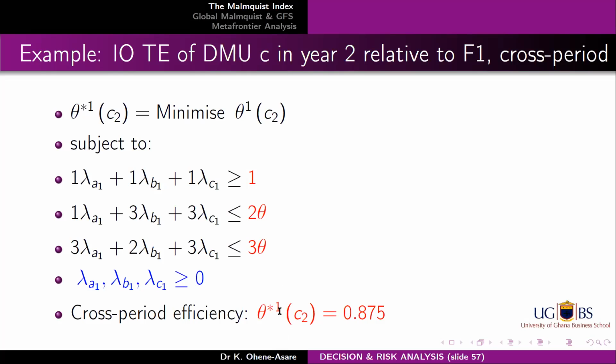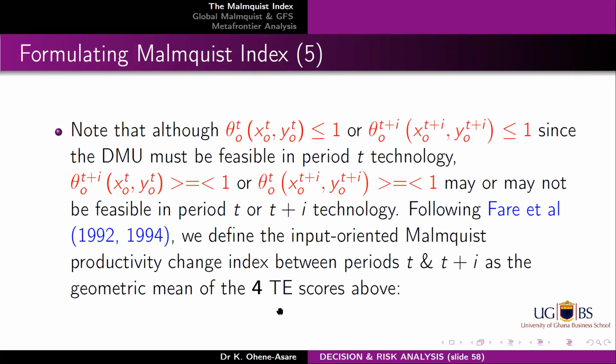Once you've done the formulation for one of the DMUs, you'll be able to do the rest. Now, this is the final point I want to make. Note that although the own period efficiency is less than 1, the DMU must be feasible in period T technology. So the cross period score you are seeing here can be less than 1, equal to 1, or greater than 1.